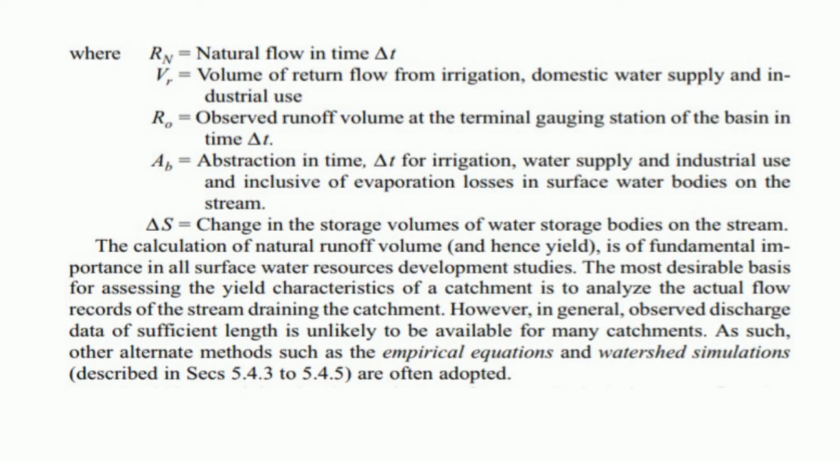The calculation of natural runoff volume is of fundamental importance in all surface water resources development studies. The most desirable basis for assessing the yield characteristic of a catchment is to analyze the actual flow record of the stream draining the catchment. However, in general, observed discharge data of sufficient length is unlikely to be available for many catchments. As such, other alternate methods such as empirical equations and watershed simulation are used.